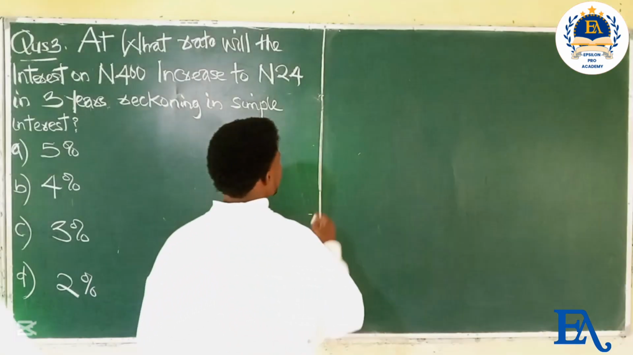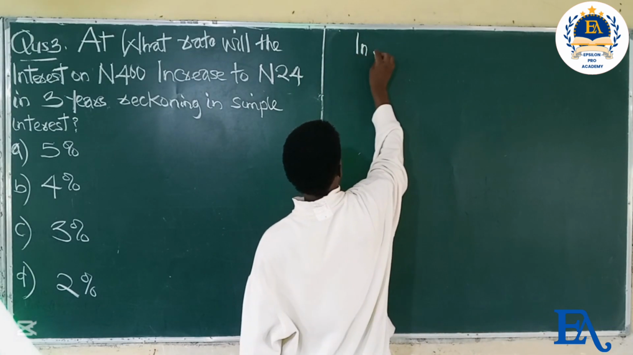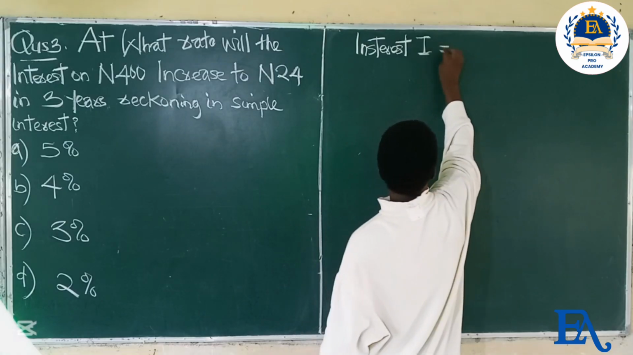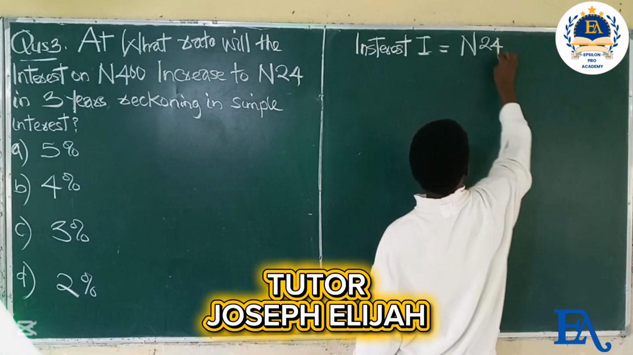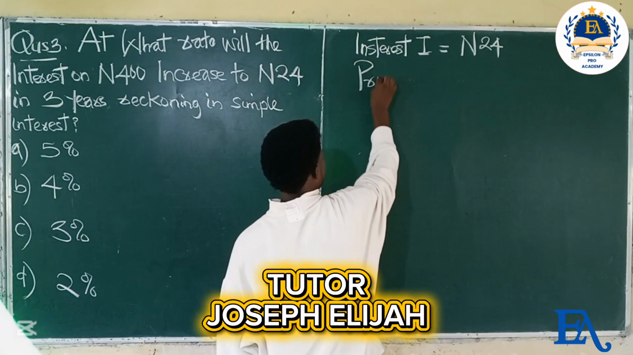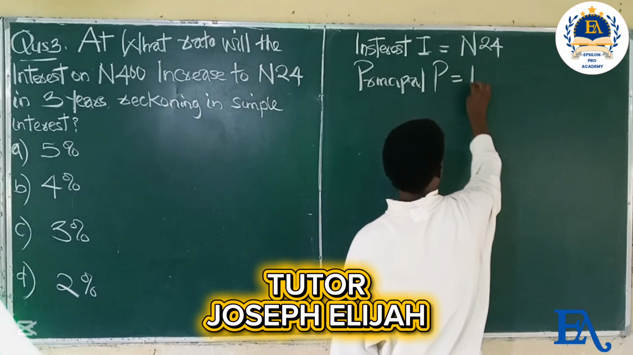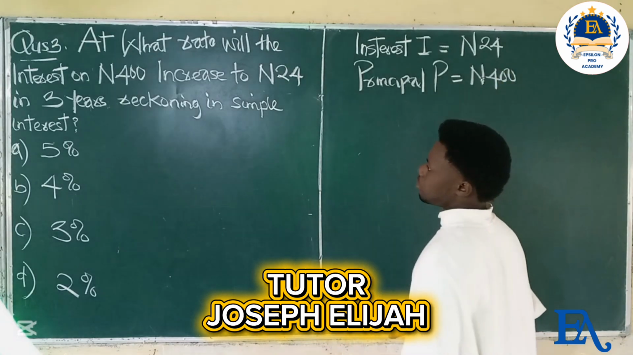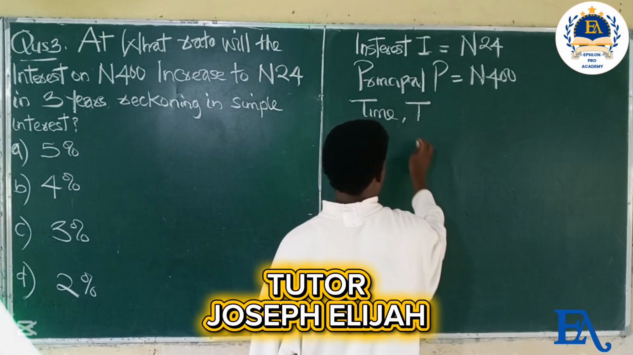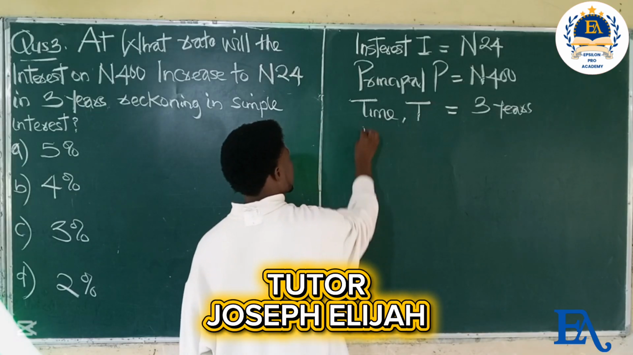This is simple interest. So we have, from the given parameters, the simple interest I is equal to 24 naira. And the principal P is equal to 400 naira. The time T is given as 3 years. So we are required to determine the rate.